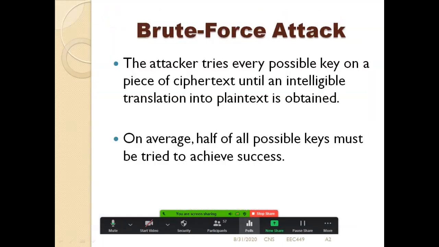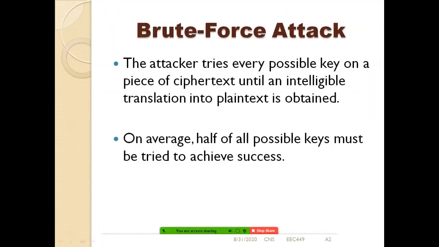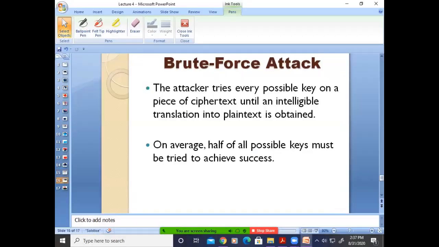The last one, as I told you, tries every possible key on a piece of ciphertext until he gets the actual plain text. That is called a brute force attack. That means on average he has to go through half of all possible keys. See what that means.